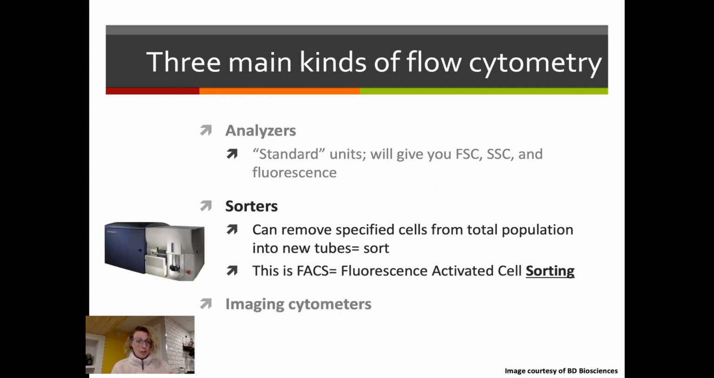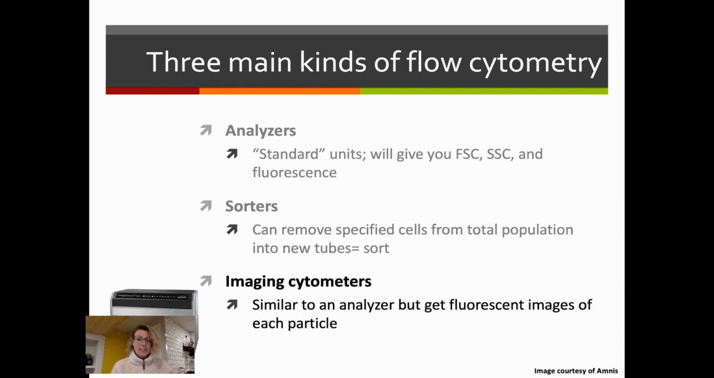Next up, we have the sorters. So in addition to all the parts that an analyzer has, these have the ability to recognize and sort populations of cells. So they take a heterogeneous population of cells to start with, and then can sort them into very distinct, homogeneous populations of a certain type of cell. So when you hear people say FACS, this is actually sorting. FACS stands for fluorescence activated cell sorting. So it's not an acronym for all of flow cytometry, merely just for cell sorting.